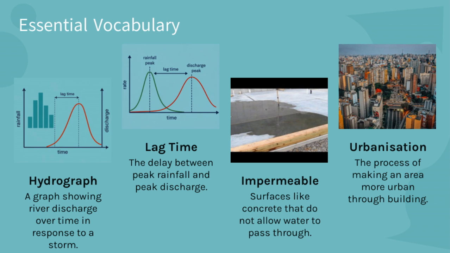The fourth word is urbanization. Urbanization is the process of an area becoming more built up. This usually means more houses, roads, pavements, car parks, shops, and drainage systems. These words are central to today's lesson, especially hydrograph, lag time, impermeable, and urbanization.